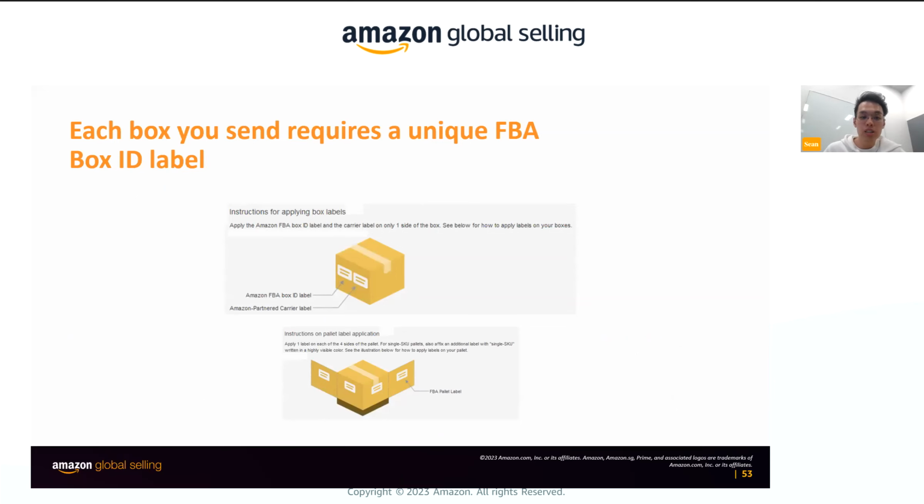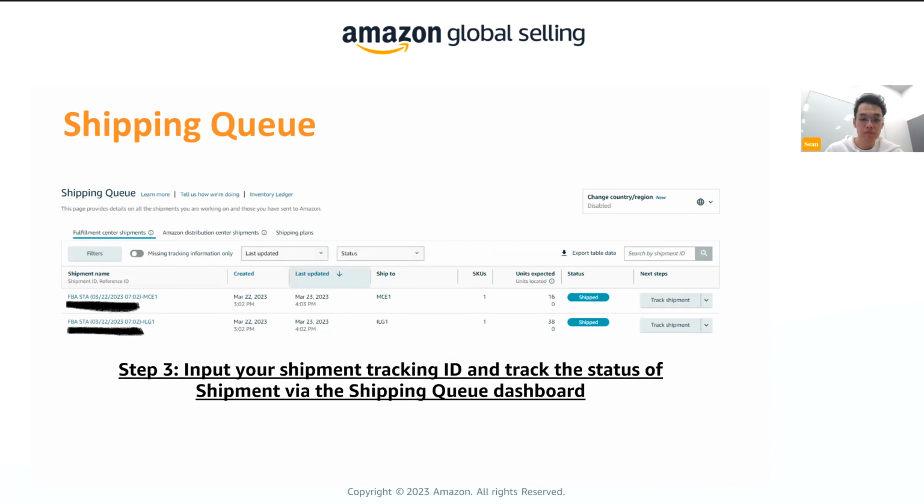The FBA box ID label will give you the address that you are sending to. So use this address and negotiate or talk to your logistics partner to know the cost of how much it is to ship over to the fulfillment center.